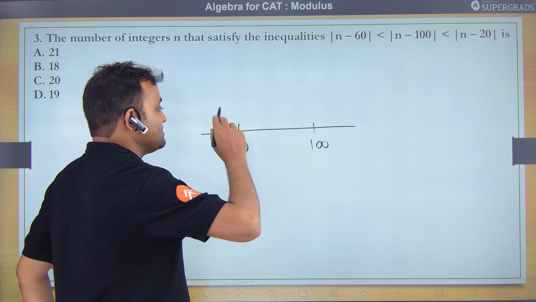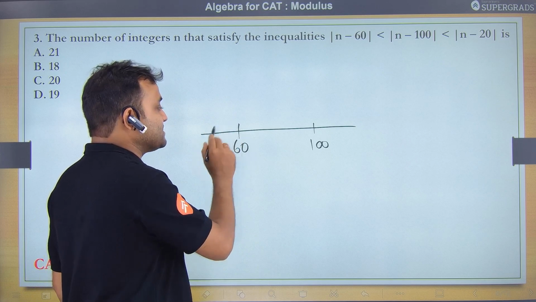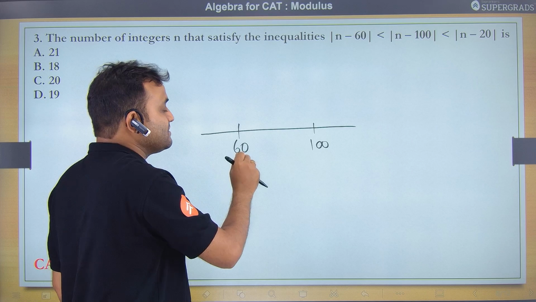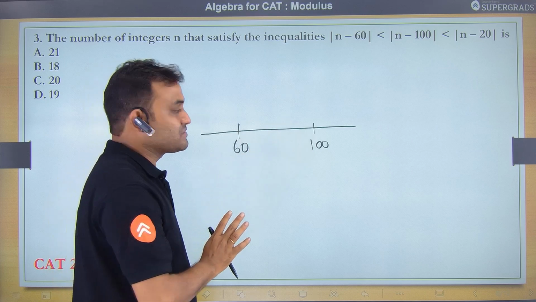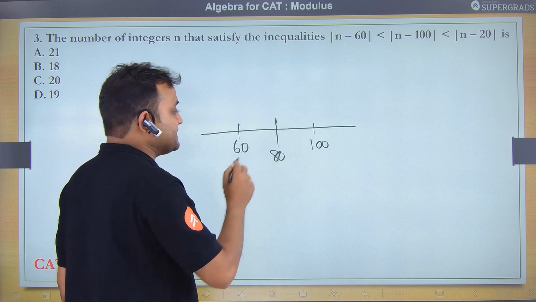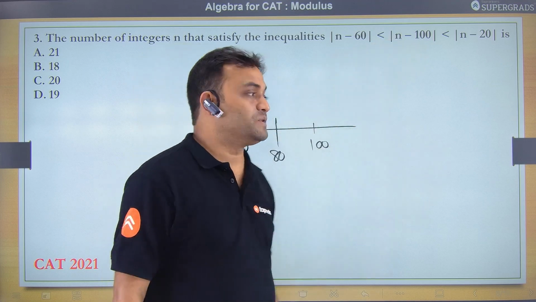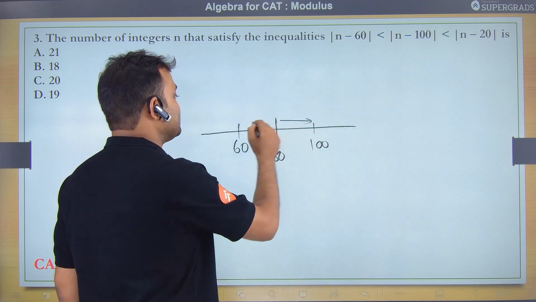As we get close to 60, the distance between 60 and n will be lesser than the distance between 100 and n. In between, there is 80. If you put n is equal to 80, these two distances will become equal. This is 20 and this is also 20.